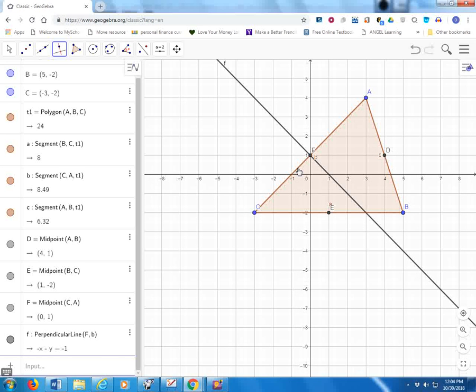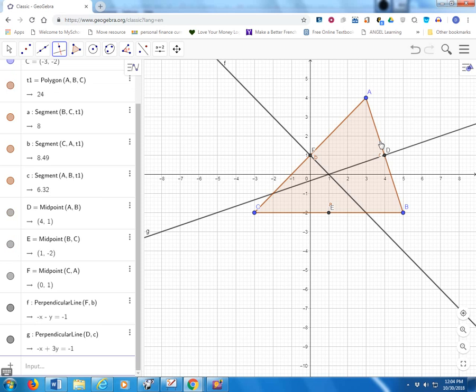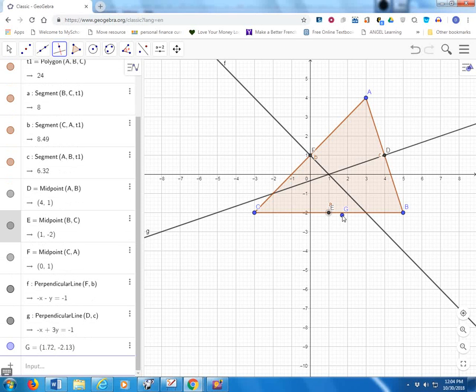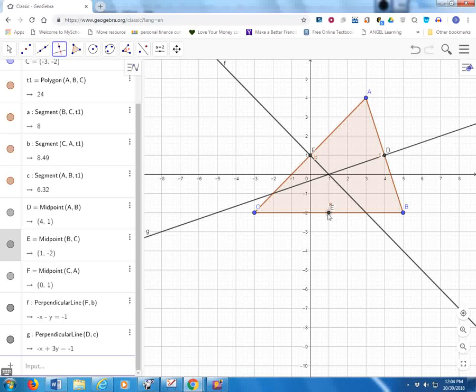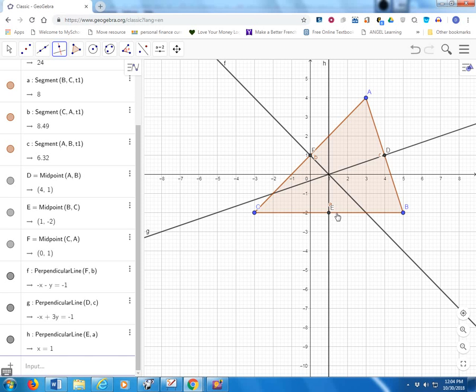Okay, do it to the other two sides. Point, line, point, line. Just perpendicular line, because we've already found the midpoint. Okay. You guys have this? Do you have this up? And you're good, Sierra?